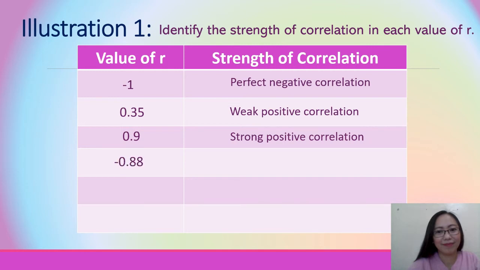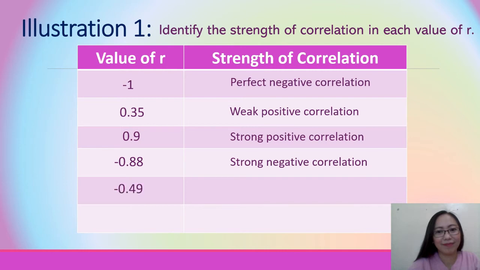Let's consider the next value for r. This is negative 0.88. So again, this is negative. And is it a strong correlation or a weak correlation? Negative 0.88 lies in the interval between negative 1 and negative 0.5. And yes, this is a strong negative correlation.